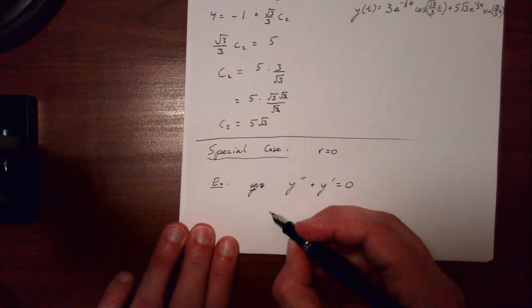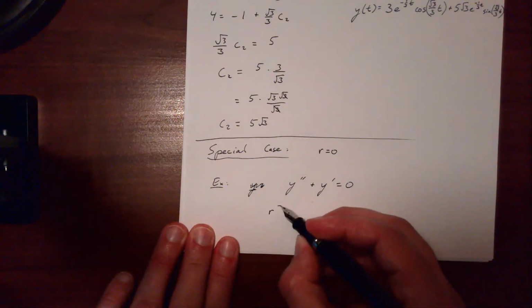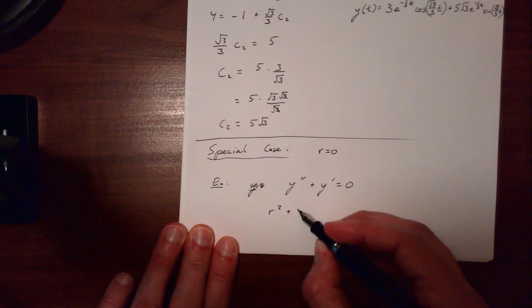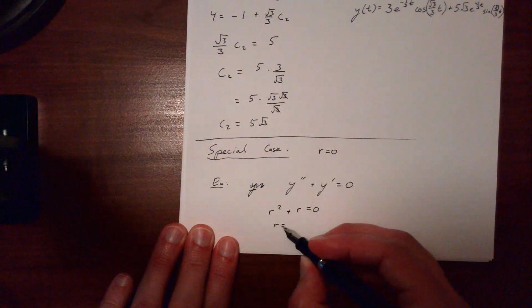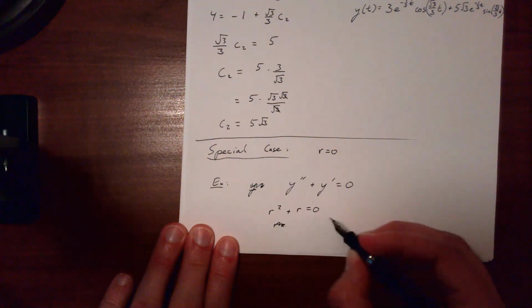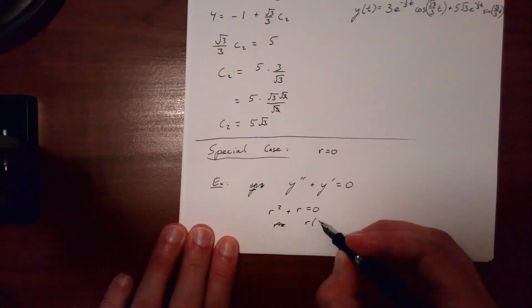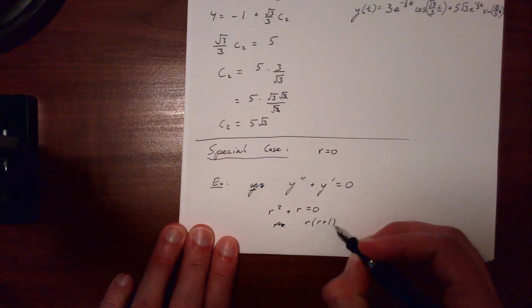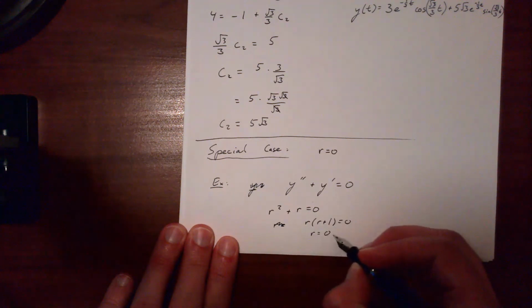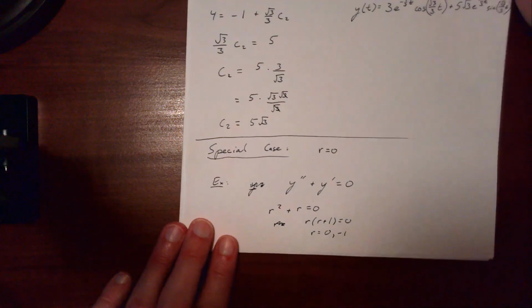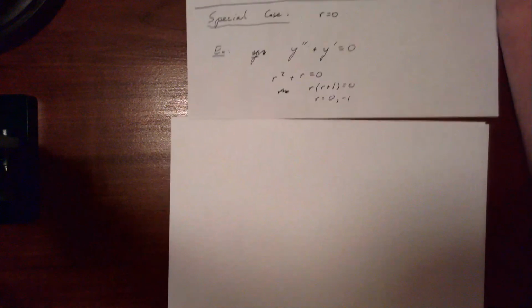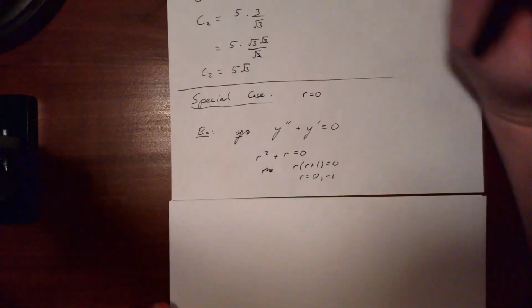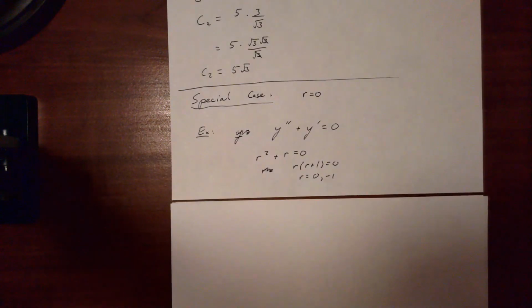So then that gives us r squared plus r equals 0, which gives us r equals, here if we factor it, that'll give us r times (r plus 1) equals 0, so r equals 0 or negative 1. And for the negative 1 solution here, nothing is different from our usual plan of action, but where r equals 0, it looks a little strange.